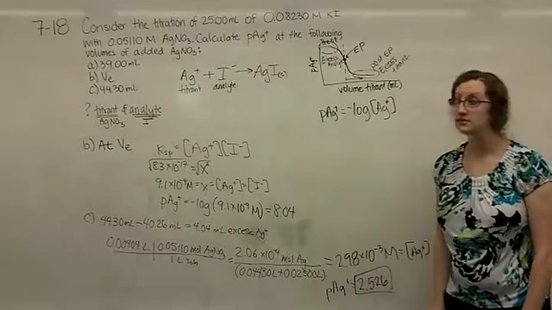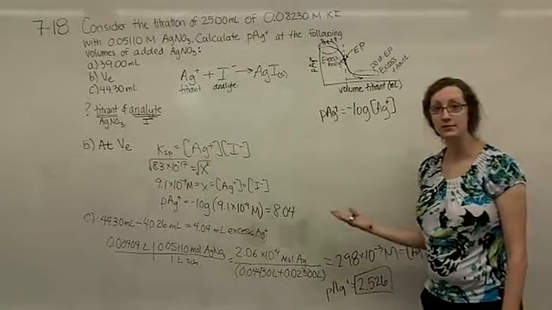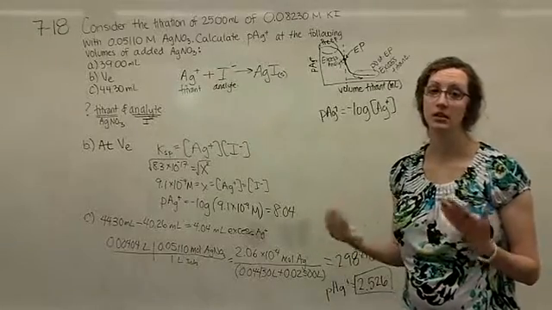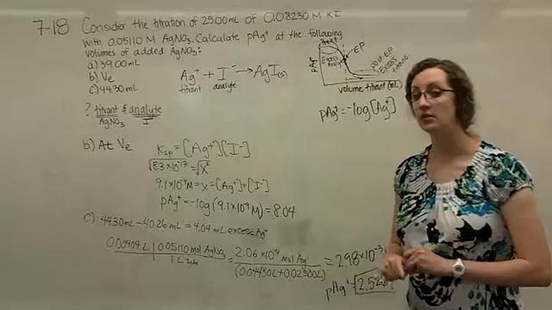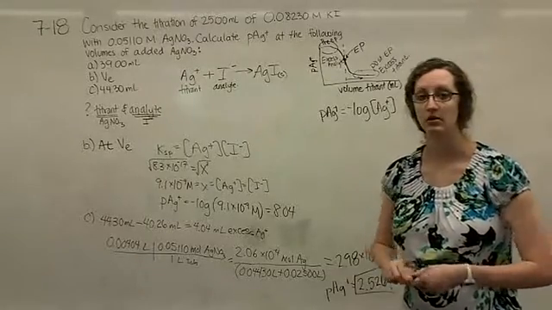So that's it. That's how you do your titration calculation for Ag plus with I minus, giving you silver iodide, and you will also see this again in lab. So be sure to be familiar with this.